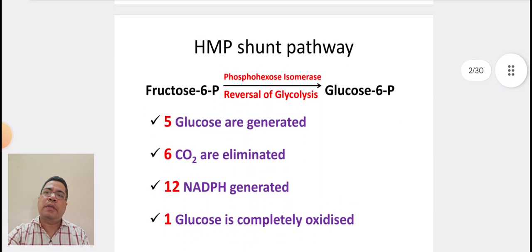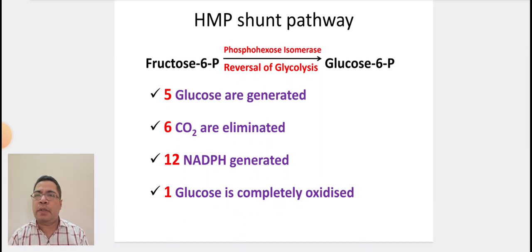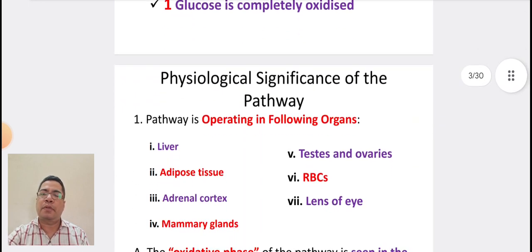Good morning, everyone. Let us start talking. HMP shunt pathway. Fructose 6-phosphate is converted to glucose 6-phosphate in the presence of the enzyme phosphohexose isomerase, which is nothing but reversal of glycolysis. In this pathway, 5 glucose molecules are generated, 6 carbon dioxide molecules are eliminated, 12 NADPH molecules are generated, and 1 glucose is completely oxidized.